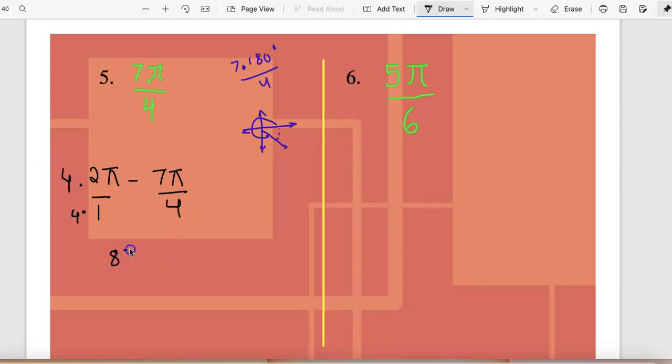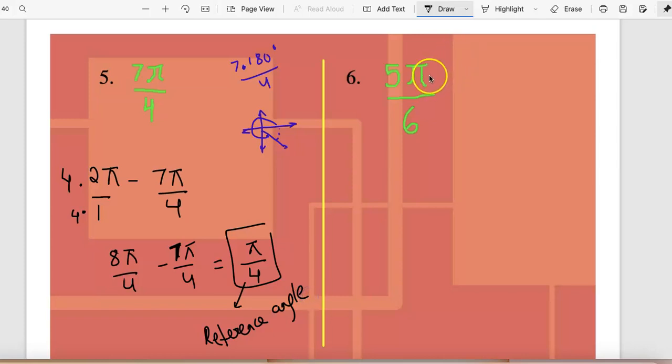So this will be 8 pi over 4 minus 7 pi over 4, which will give me what? This is my 4 over here. This will be pi over 4. So the reference angle for this is what? That's my pi over 4.